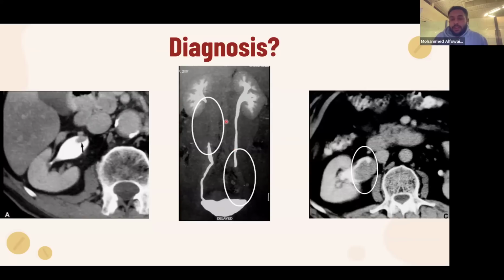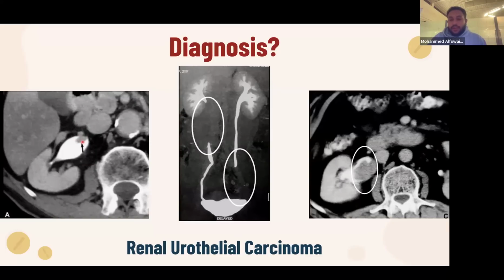Transitional cell. Okay, urothelium. So this is transitional cell carcinoma or renal urothelial carcinoma. In this case, this is in the renal pelvis, and it causes a filling defect. In this case, this filling defect, which is this defect, is a mass. So you suspect urothelial carcinoma.